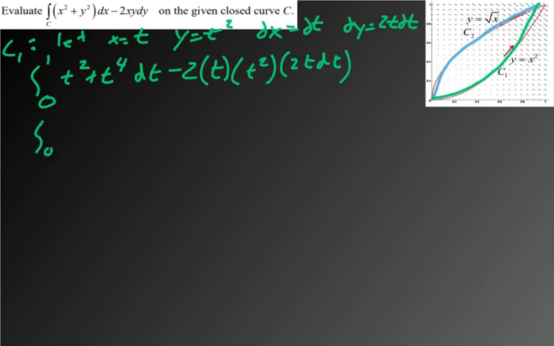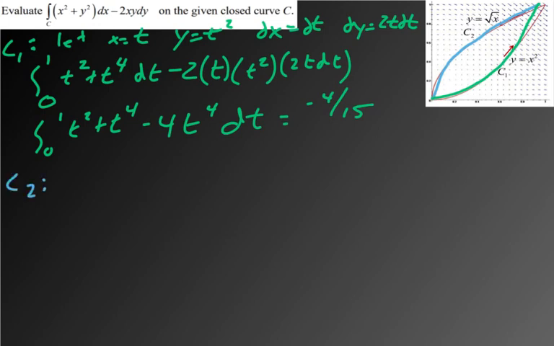So then combine all your like terms. You can take that dt out. We got t squared plus t to the 4th minus 4t to the 4th, dt. If you do that out, again a very nice polynomial integral, you get negative 4 over 15. So that's curve 1.